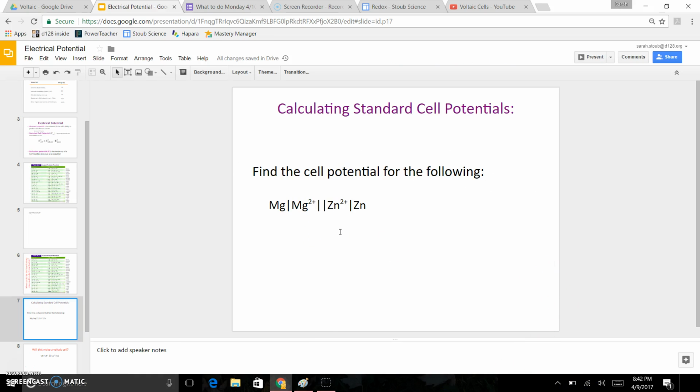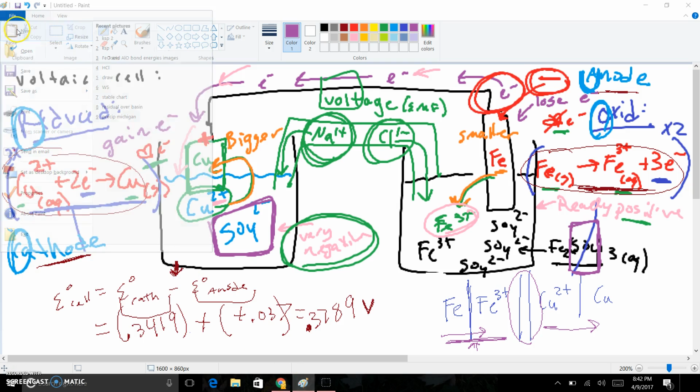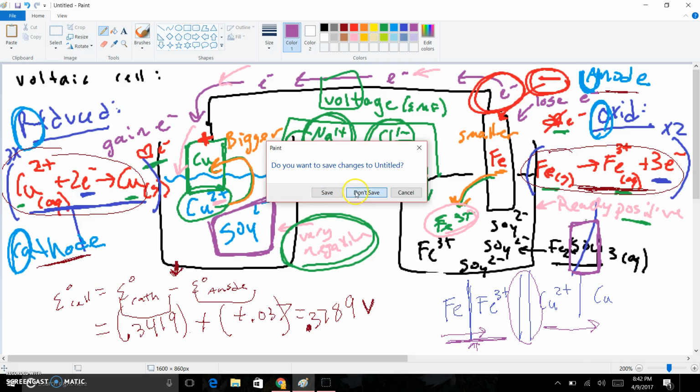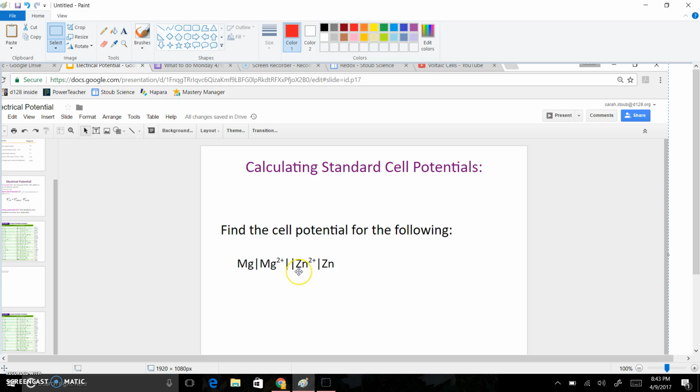So let's find the cell potential for this following part. There we go. Why don't you take a moment and try doing it yourself as I catch up. Okay, this is going to allow me to write on it. So I'm going to look up on my chart the 2 numbers for this. I looked at magnesium and I found on the chart it's a negative 2.372. I looked up the zinc and I saw it's a negative 0.7618.